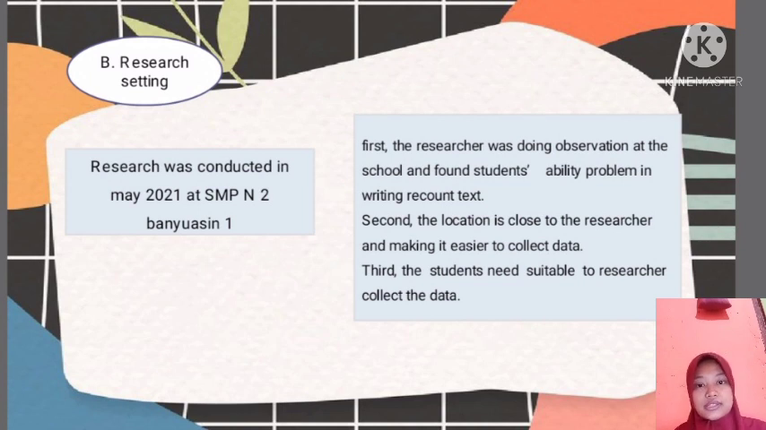Okay, the next is the research setting. My research was conducted in May 2021 at SMP Negeri 2 Banyuasin 1. Why did I choose this school? Because the first, the researcher was doing observation at the school and found the students' ability problem in writing recount text. And then the second, the location is close to the researcher, making it easier to collect data. And the third, the students are suitable or appropriate for the research, so the researcher chose the students and the location of the school.